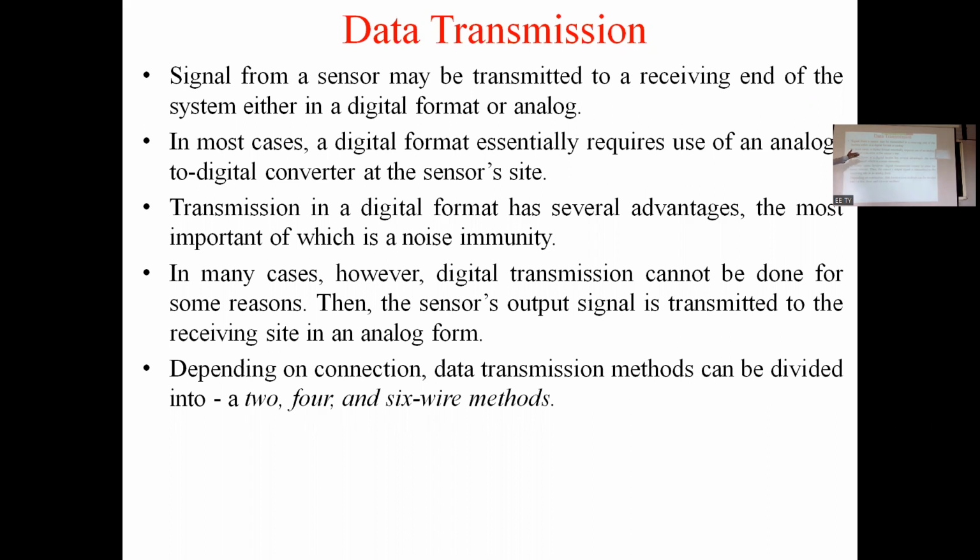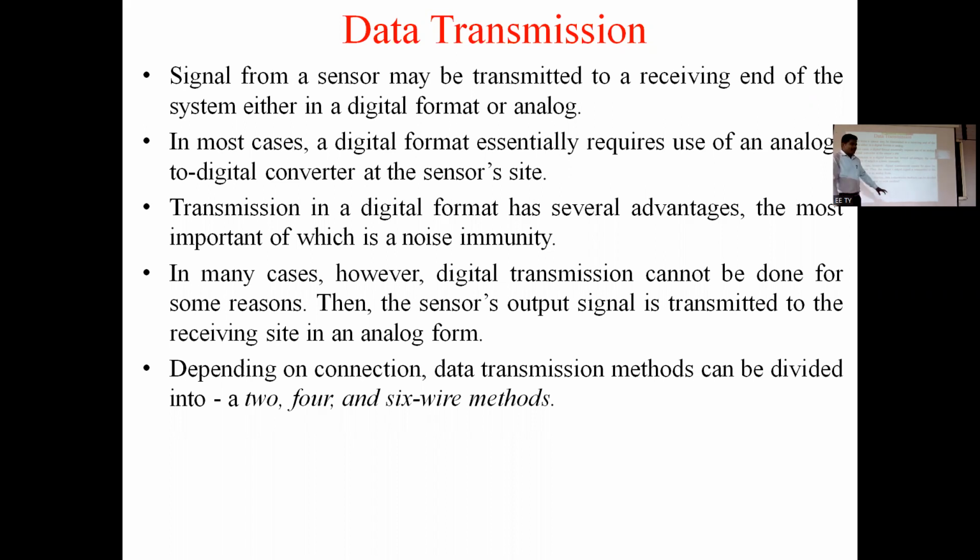Okay, so transmission in the digital format has several advantages. If data can be transferred in digital, it has advantages as compared to analog. But in digital also there is somewhat of a loss of information. So loss of information is also there. So in many cases, digital transmission cannot be done for some reason. Then the sensor output signal is transmitted to the receiving side in the analog form.